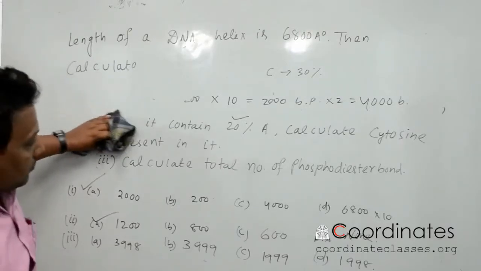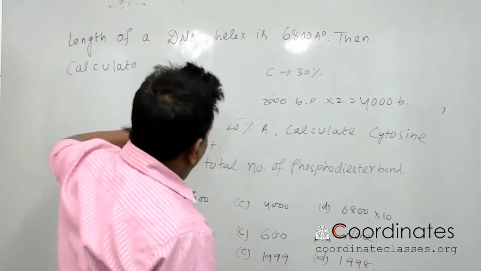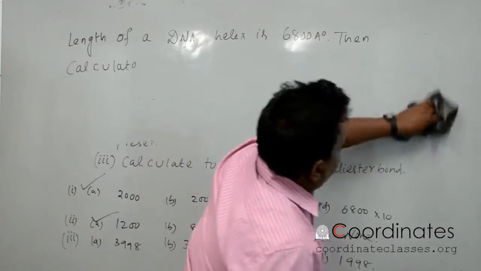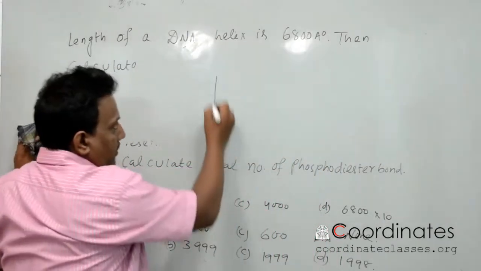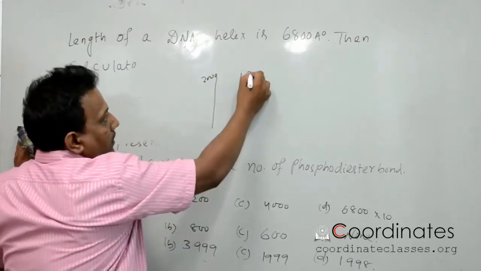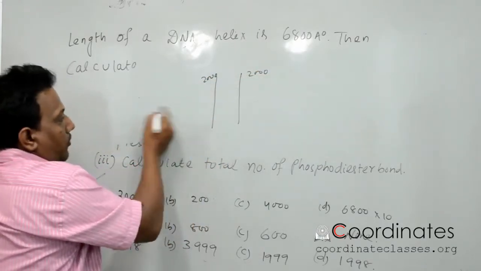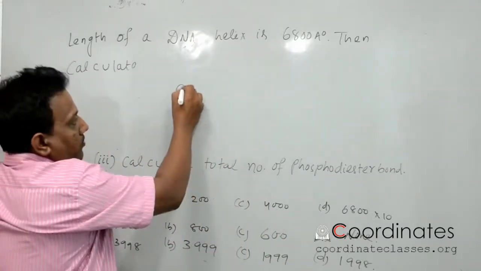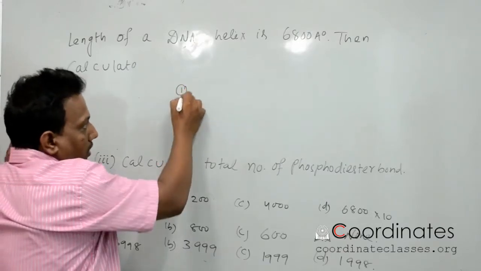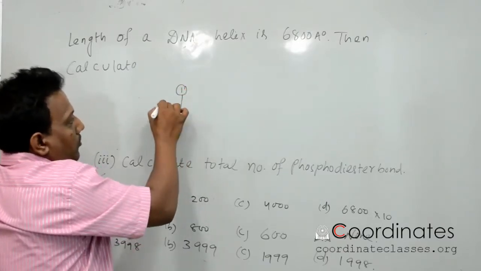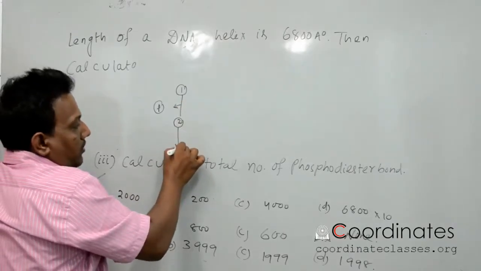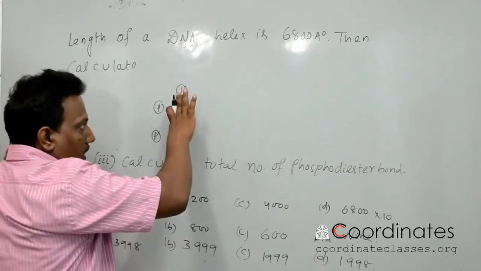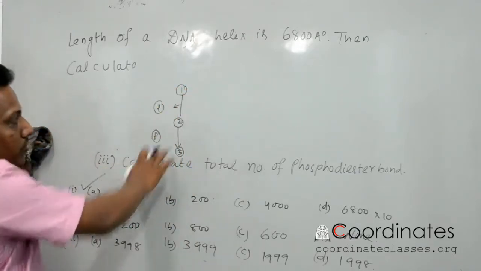Now the third question: calculate the total number of phosphodiester bonds. How many base pairs are present? The answer is 2000 base pairs. So in the first chain it will be 2000, and in the second chain it will also be 2000. Now what is a phosphodiester bond? Nucleotides are joined with each other by phosphodiester bonds. Suppose this is one nucleotide and this is another nucleotide, and in between them one phosphodiester bond exists. If there is a third nucleotide, then another phosphodiester bond exists here. So between three nucleotides in a chain, there are two phosphodiester bonds.